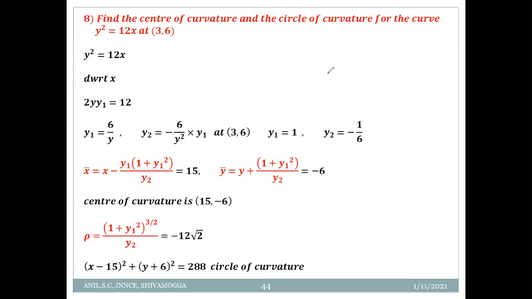Is x bar 15? Yes, sir. And y bar minus 6? Yes, sir. Okay. X bar is 15 and y bar is minus 6.